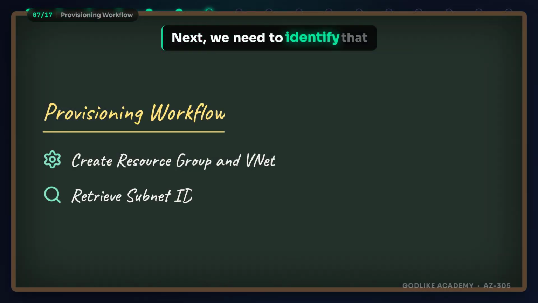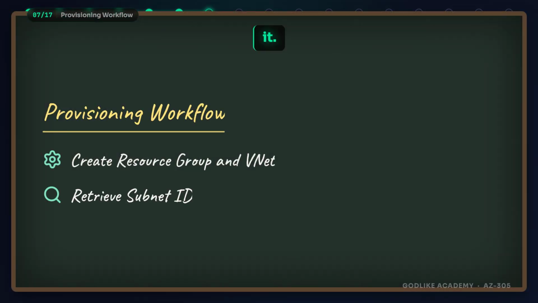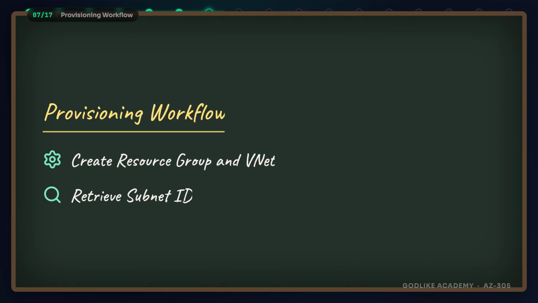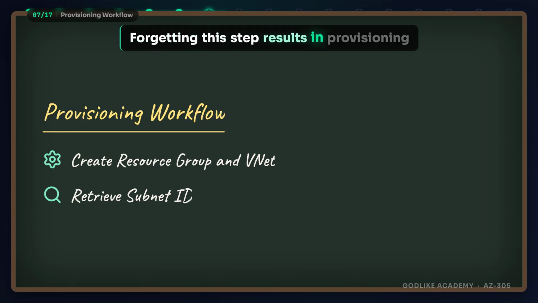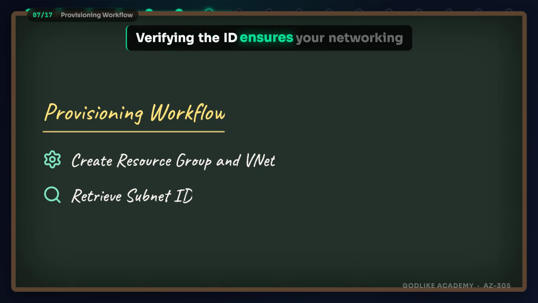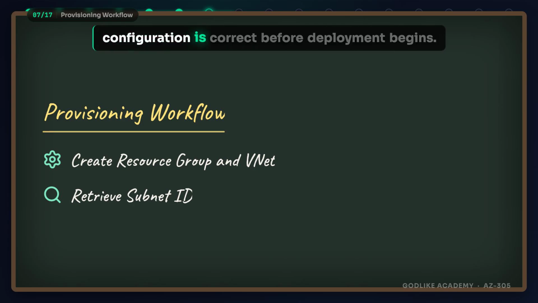Next, we need to identify that subnet so the cluster can use it. We query the subnet ID using az network vnet subnet show to retrieve the unique resource identifier. This ID must be passed into the creation command to link the cluster to your VNet. Forgetting this step results in provisioning errors because AKS cannot assign pod IPs without a valid subnet reference. Verifying the ID ensures your networking configuration is correct before deployment begins.